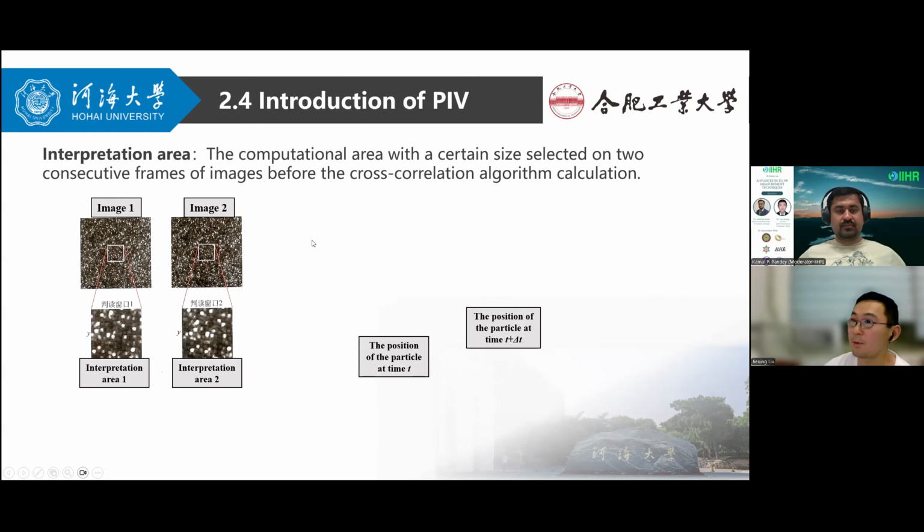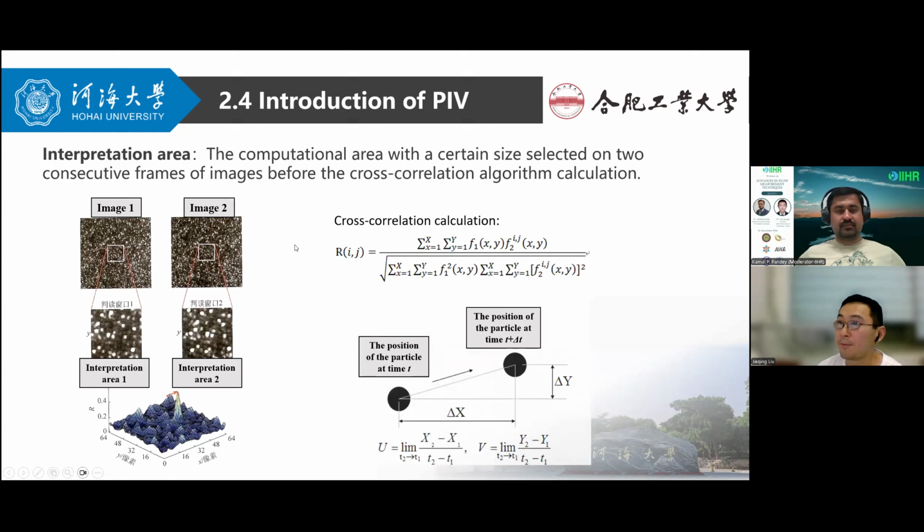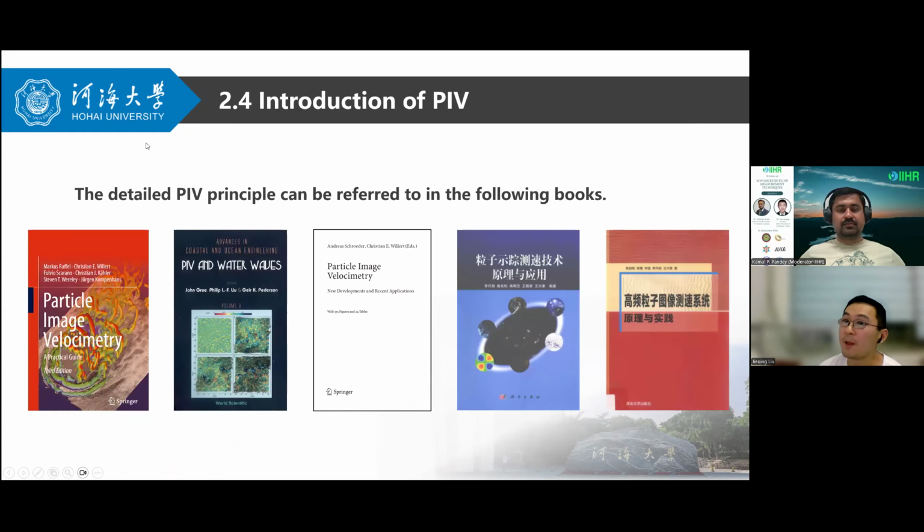Yeah, we can see the picture. This is the precision area. This is important for the PIV. The detailed PIV principle can be referred to in the following books.